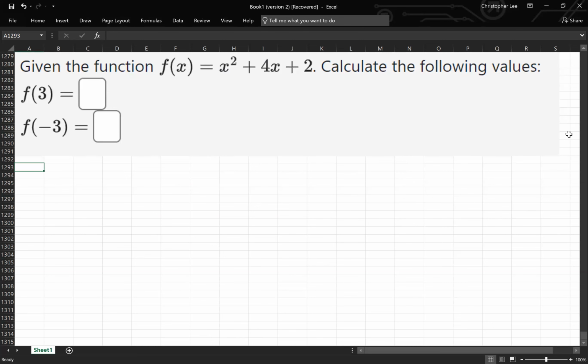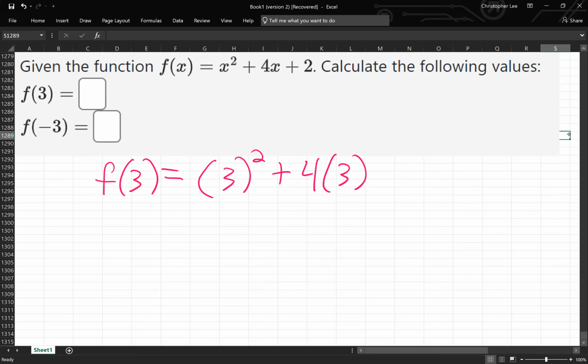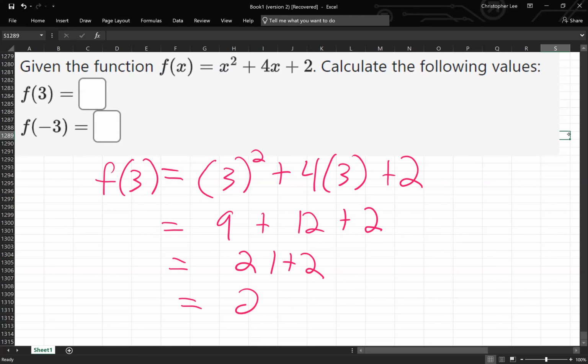All right, real quick, I gotta answer this. Help me out. How do I do this? Plug in the 3, yes. So I want f of 3. So this is 3 squared plus 4 times 3 plus 2. Very good. So that's 9 plus 12 plus 2. What's 9 plus 12? 21 plus 2, so 23, right?